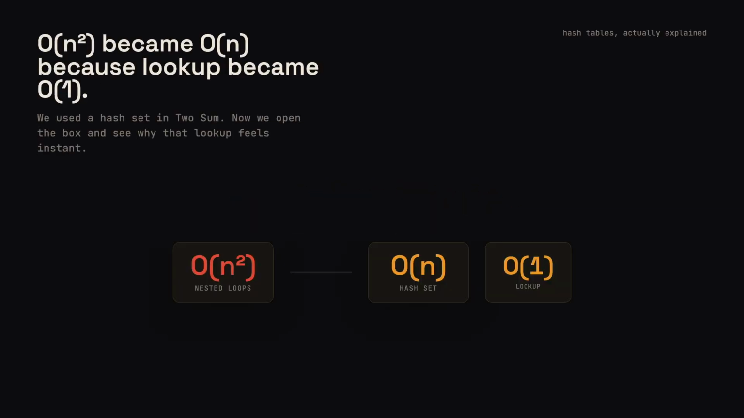Last video, we solved two sum by swapping a nested loop for something called a hash map, and the complexity dropped from big O of n squared to big O of n. I told you that lookup was basically instant, big O of 1. I didn't tell you why. Today, we open it up.